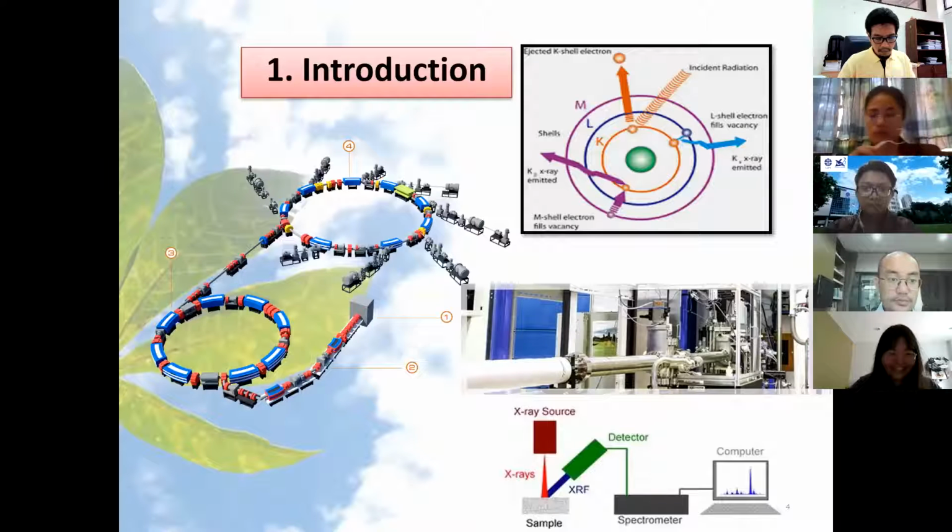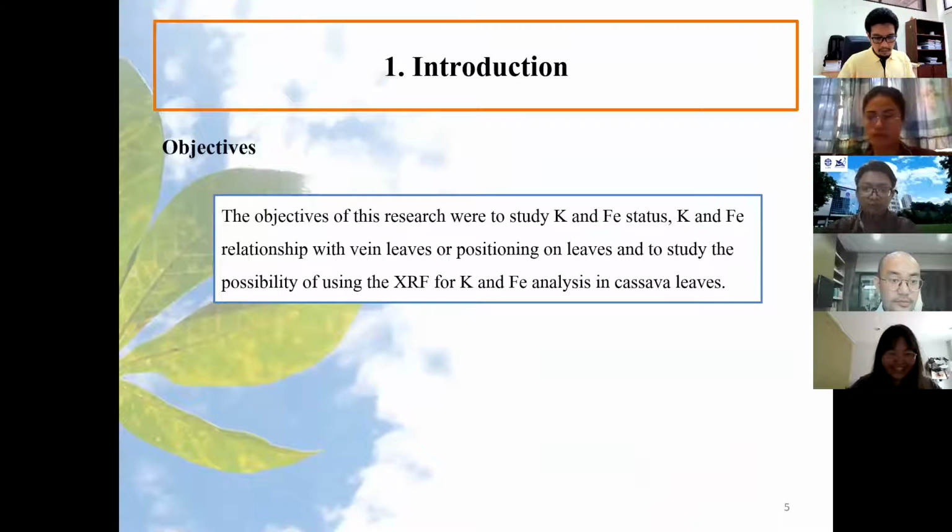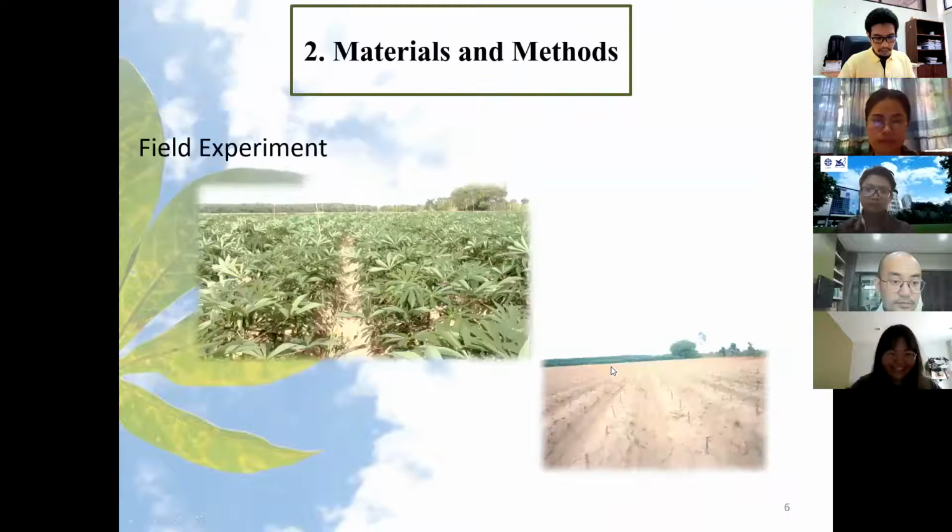Now we're moving on to objective. The objectives of this research were to study potassium and iron status, potassium and iron relationship between leaf, overshooting on leaf, and to study the possibility of using the XRF for potassium and iron analysis in cassava leaf.